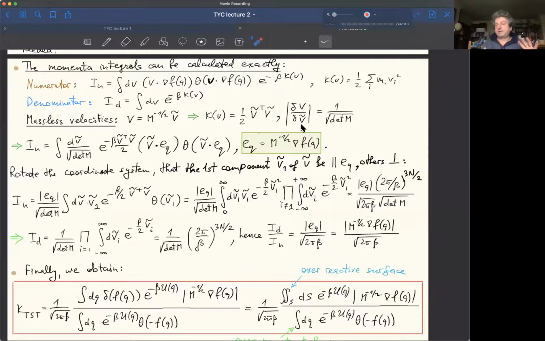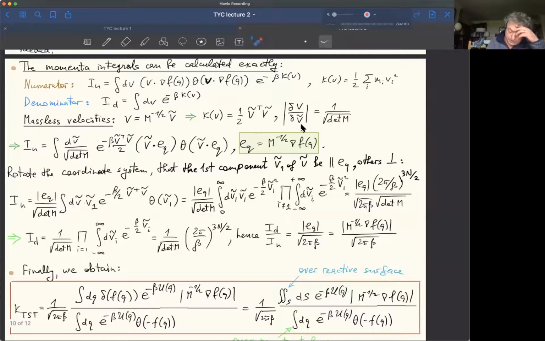All others will be non-parallel, perpendicular to the normal. Then what will happen? First of all, you can work out the Jacobian. The Jacobian in that case will be 1 because you just make a rotation. This term contains the dot product of these rotated velocities and the normal to the surface, the dividing surface. So it will basically be just V1, the first component, which is along that normal. So only V1 would contribute to this Heaviside function.